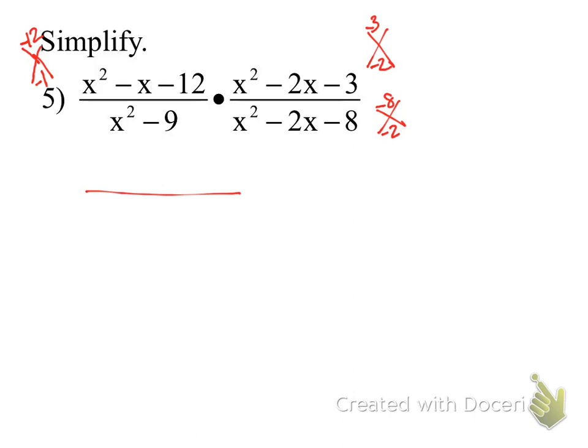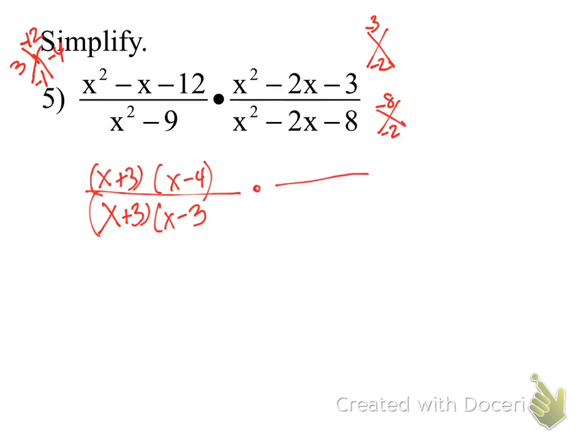X squared minus 9. Right. So this would be x plus 3 times x minus 3. What multiplies to negative 12 and adds to negative 1? So this will be x plus 3 times x minus 4. What multiplies to negative 3 and adds to negative 2? Good. So x minus 3, x plus 1. And then in the denominator, we have negative 4 and 2, x minus 4, x plus 2.